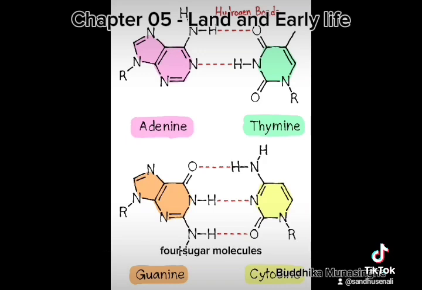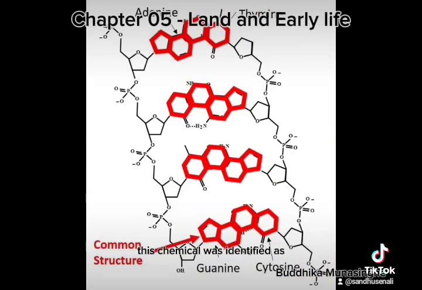Four sugar molecules and two phosphate molecules were able to link two AT and GC molecules into a ring through hydrogen atoms. This chemical was identified as deoxyribonucleic acid and became abbreviated as DNA.